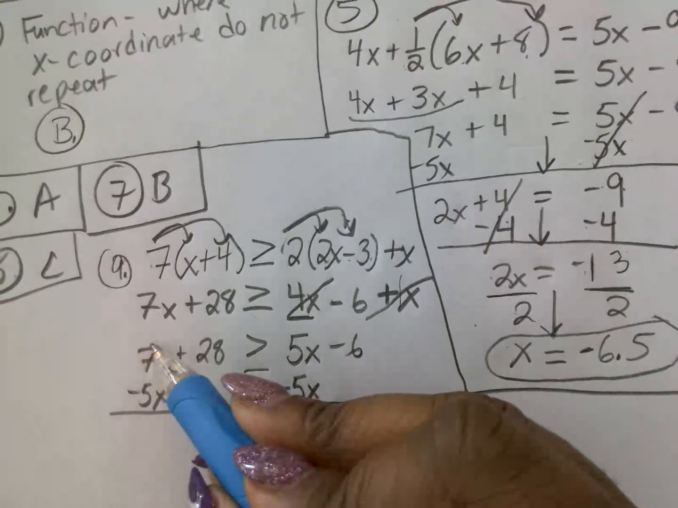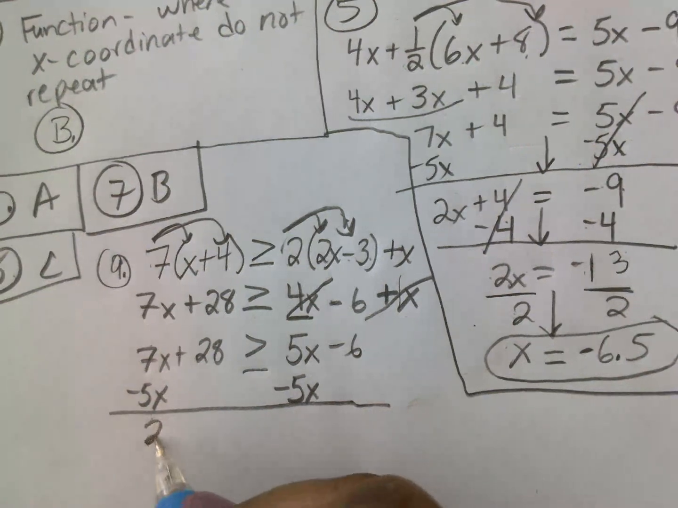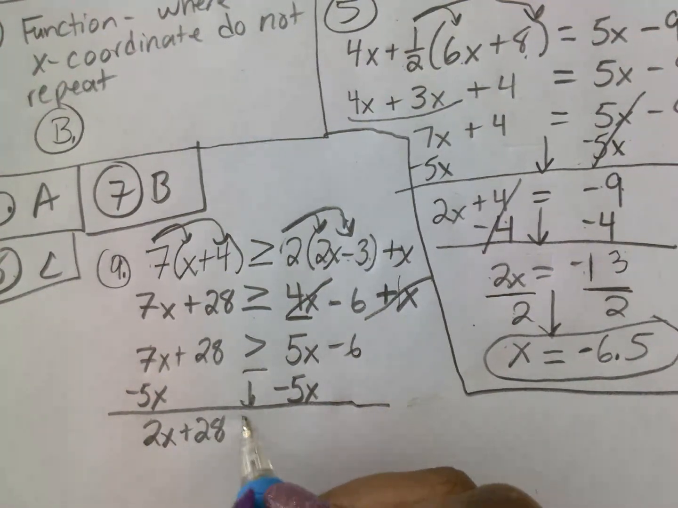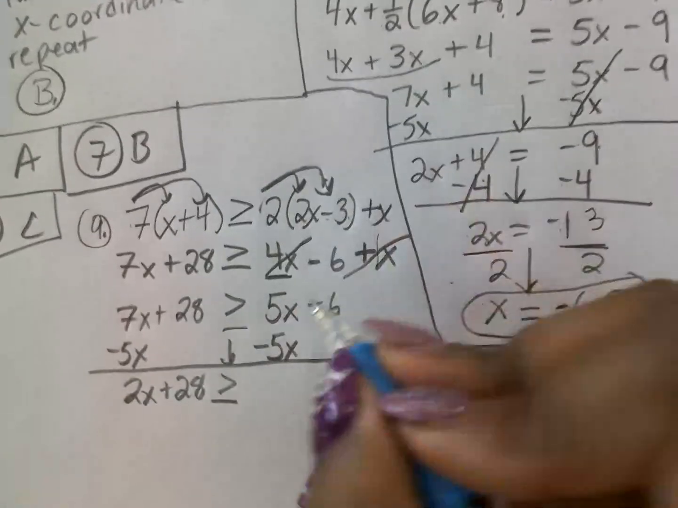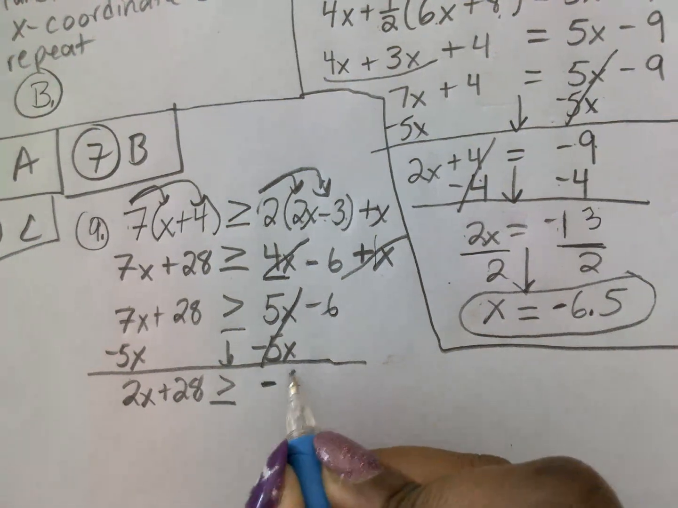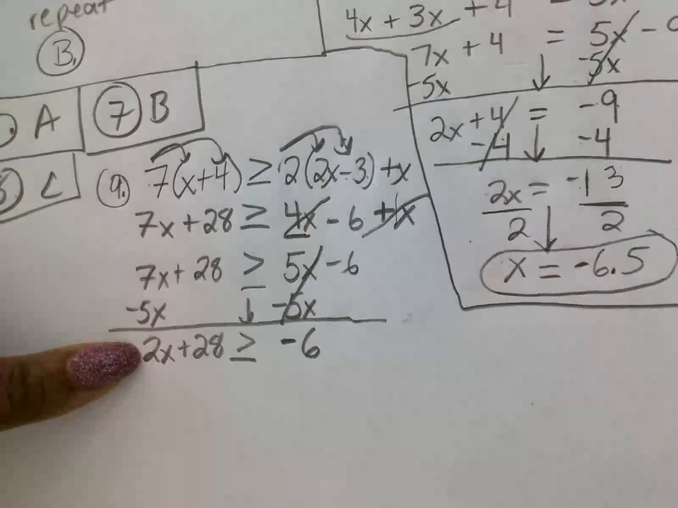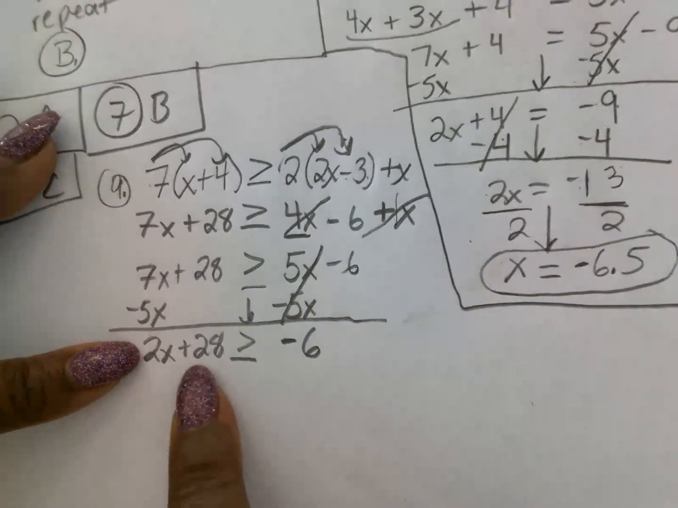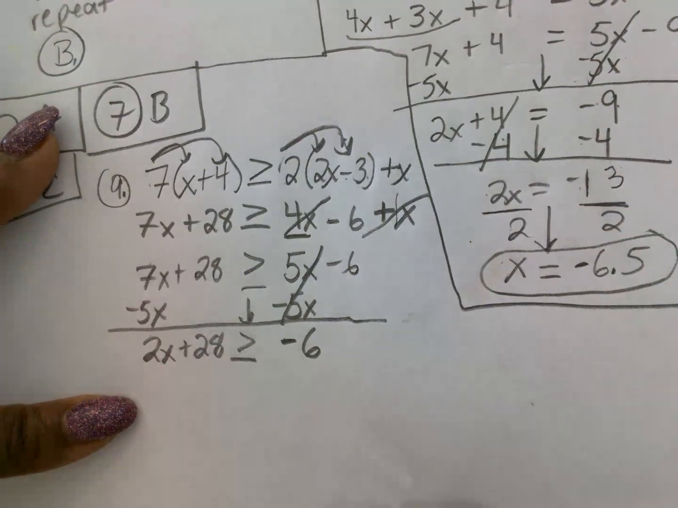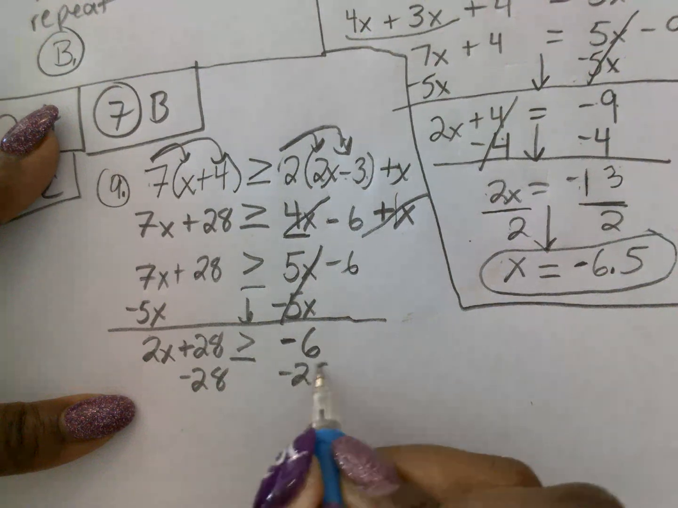All right, so this is going to be 2x, bring down the plus 28, bring down the greater than or equal to. This is gone, and I'm left with, don't forget the sign, negative 6, okay? Now I need to get x by itself. Always get rid of the number that's not directly attached to the variable. So to get rid of a positive 28, we're going to subtract 28 on both sides.